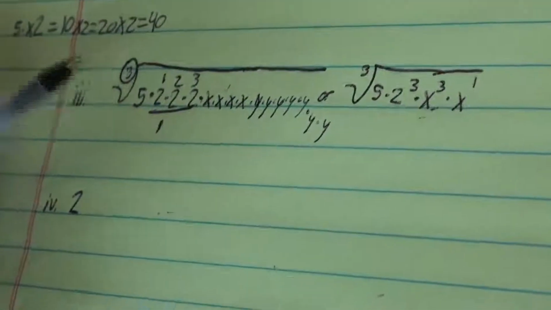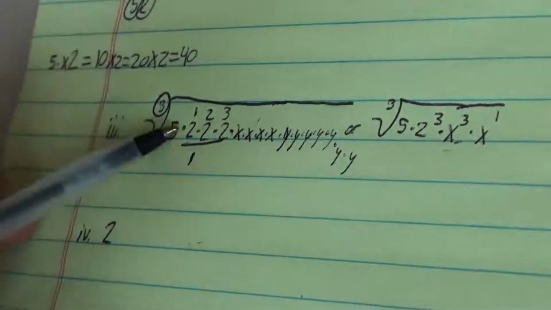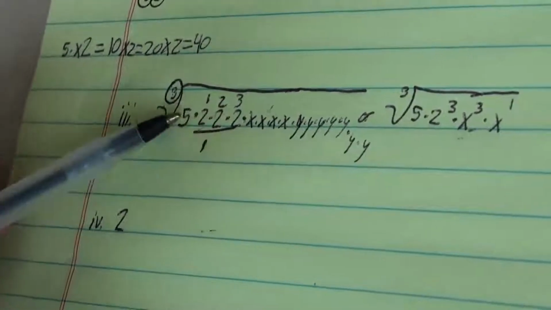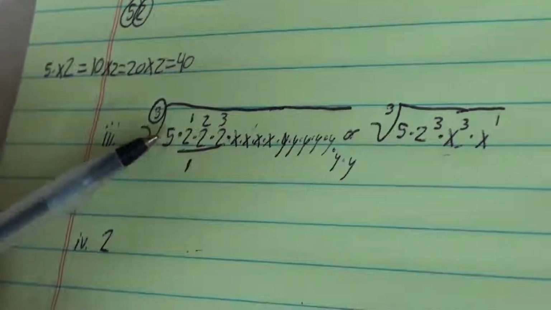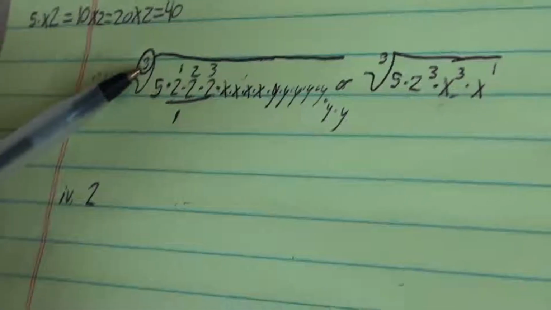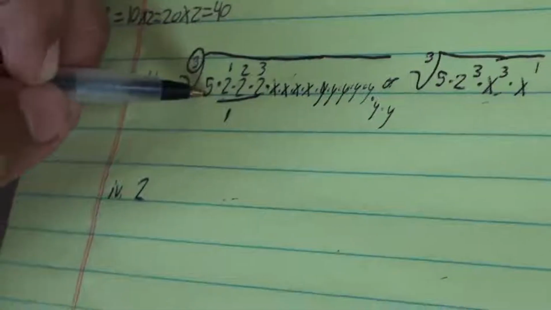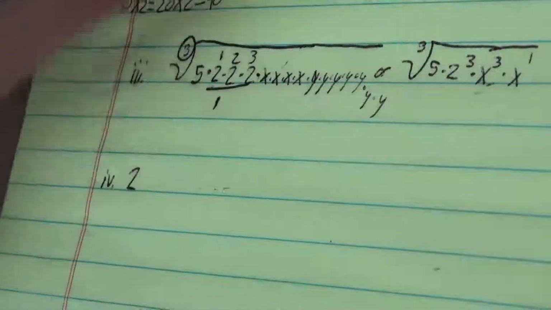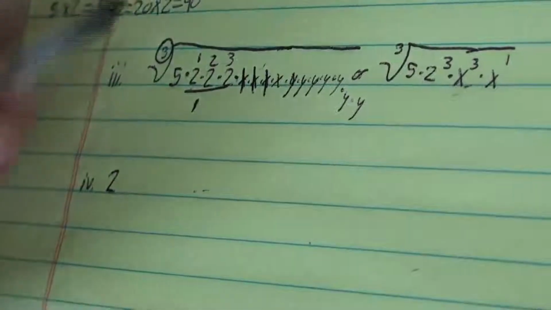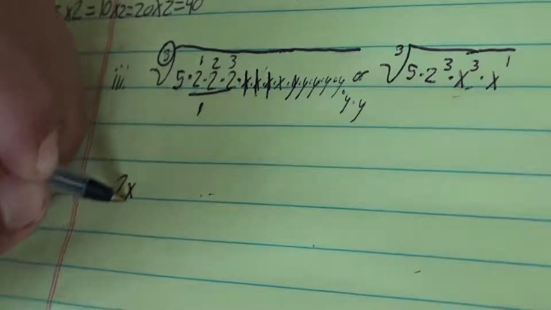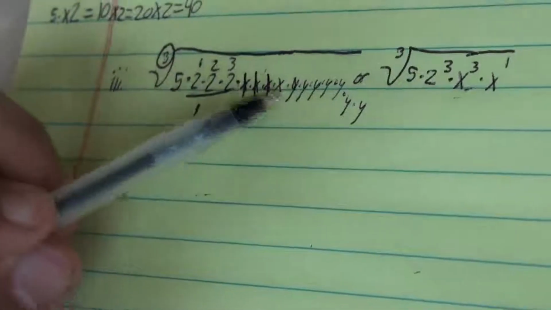How many 5's are there? There's only 1 5. We cannot do anything. So if we had 2 more 5's, we're allowed to pull out a 5. But since there's only 1 5, we're not allowed to pull anything because the index is 3 right here. So you cannot. X's, 4 X's, 1, 2, 3. We got to pull out 1 X. We're left with another X. Just like I explained with the 5, this is going to be extra.